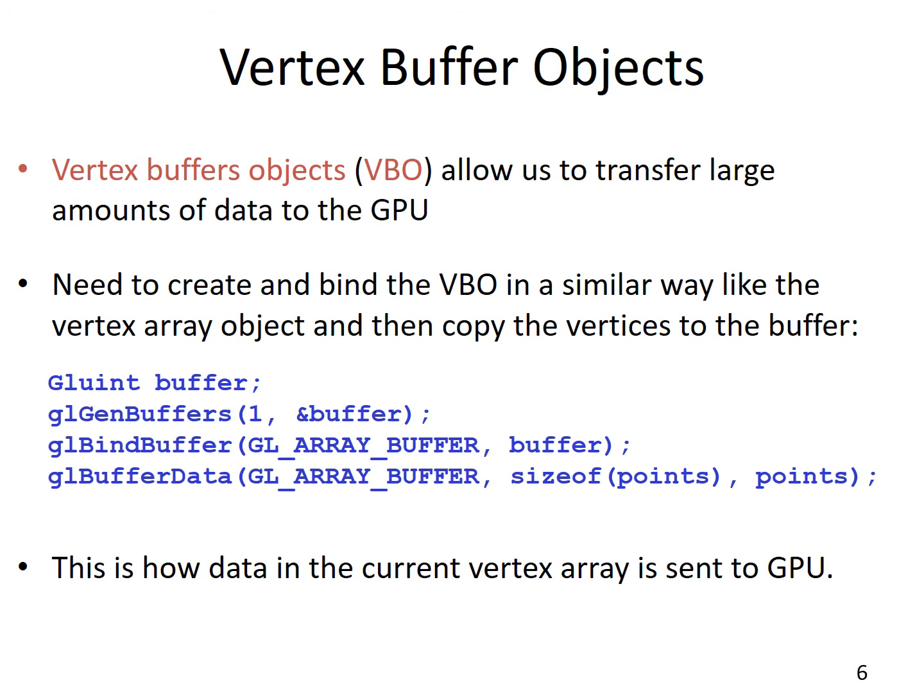Vertex buffer objects or VBOs allow us to transfer large amounts of data to the GPU. We need to create and bind the VBO in a similar way as the vertex array object, and then copy the vertices to the buffer. These are the set of commands that we use for doing so. This is how data in the current vertex array is sent to the GPU.